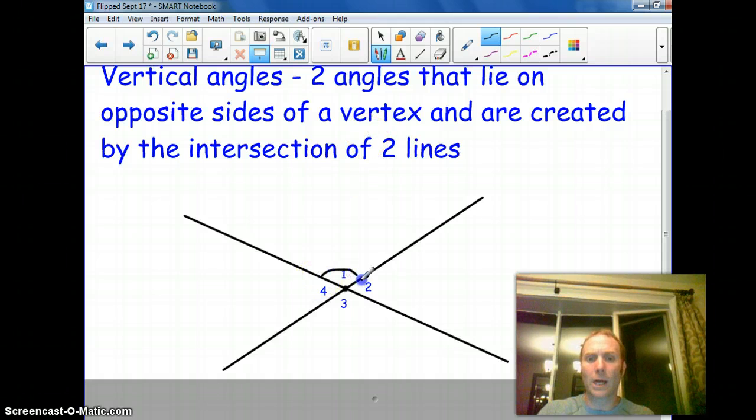All vertical angles are congruent. So angles 1 and 3 are definitely congruent. Angles 2 and 4, these are acute angles. They look to be about the same, and they are. Those two angles are definitely congruent. All vertical angles are congruent. Make sure you write that down.